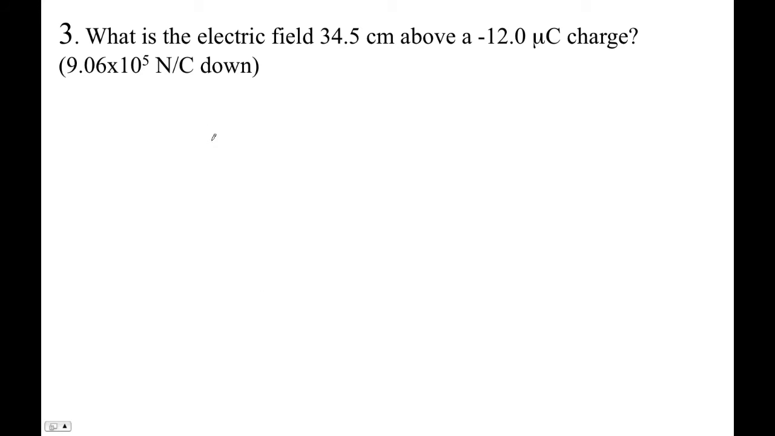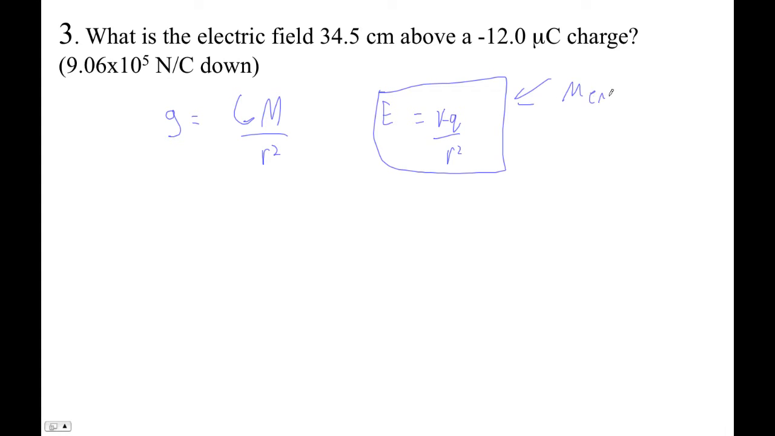Okay, so this is the one formula you have to memorize. You will not find it in the data packet. You will find G is GM over R squared. Okay, you will not find E is KQ over R squared. Okay, memorize that, baby. Now, you could cheat, right?